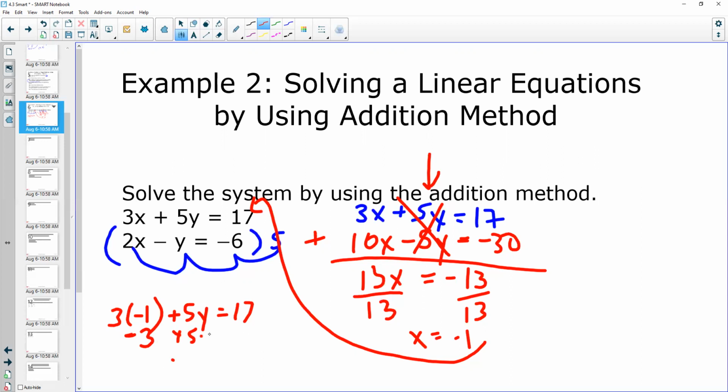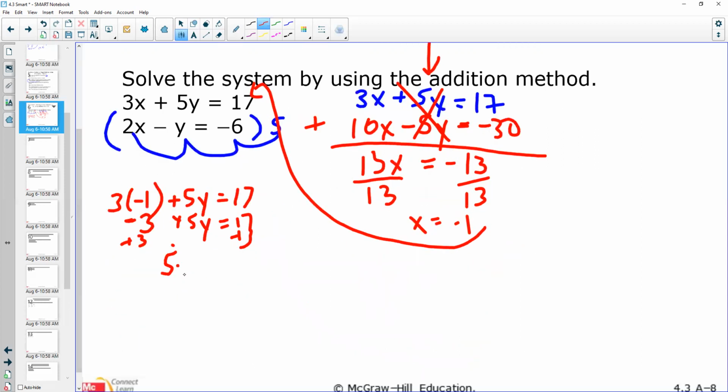Plus 5y equals 17 plus 3. So I get, I should scroll down, 5y equals 20, divided by 5, y equals 4. So my final answer here is -1, 4. And remember, you can always go back and check in the equation to make sure it works.